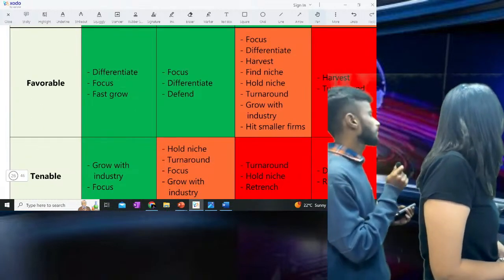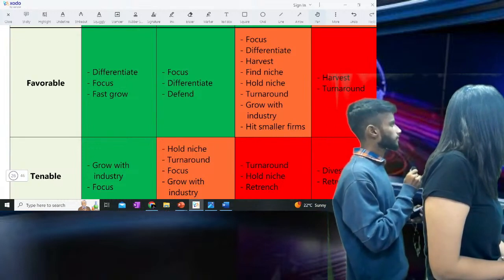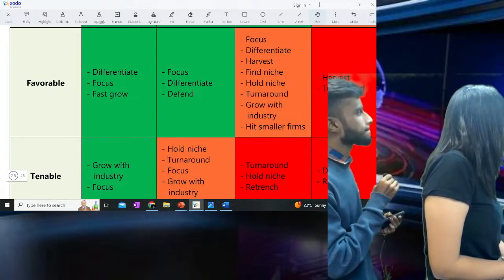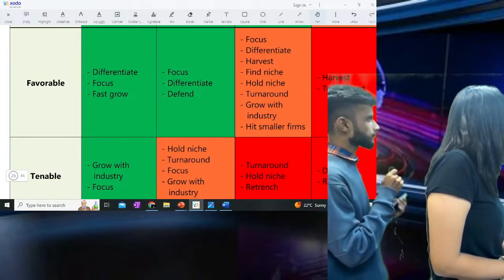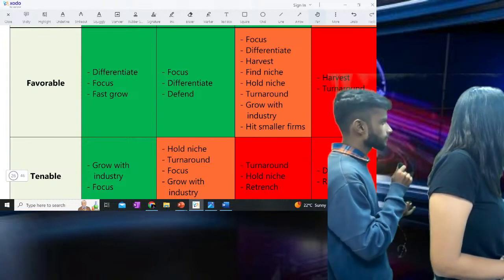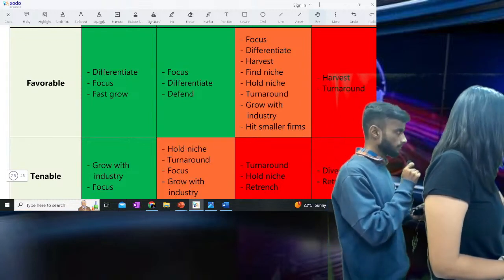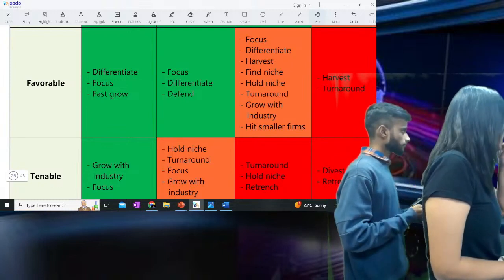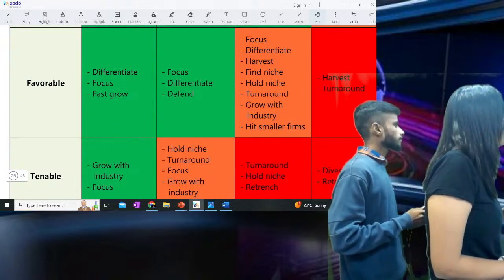Anyone favorable? Tell example. Netflix. Okay. OTT industry: where is it, introduction, growth, maturity, decline? Growth. What should Netflix do? Focus. Differentiate. Defend. All three they are doing. Understood. With this, the topic is over.